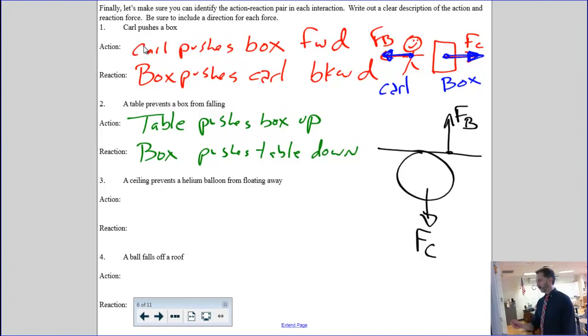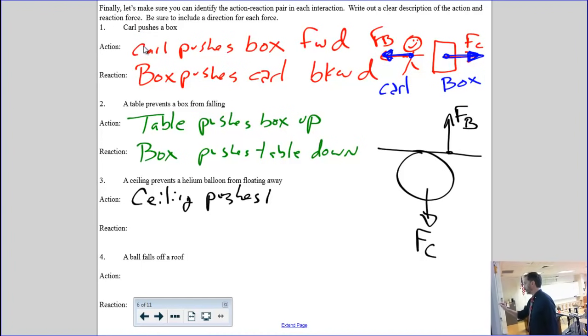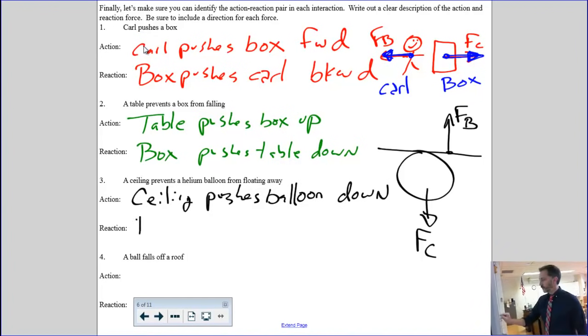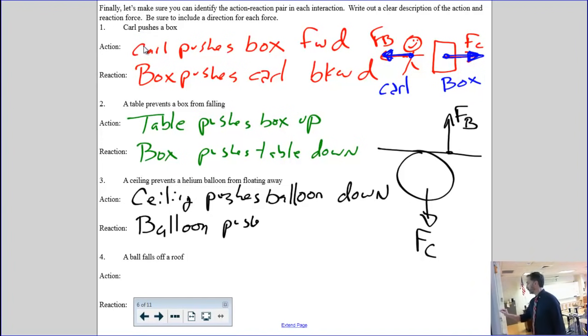So my action is ceiling pushes balloon down. And then my reaction, you switch the two objects, so it's the balloon pushes ceiling up. Cool?